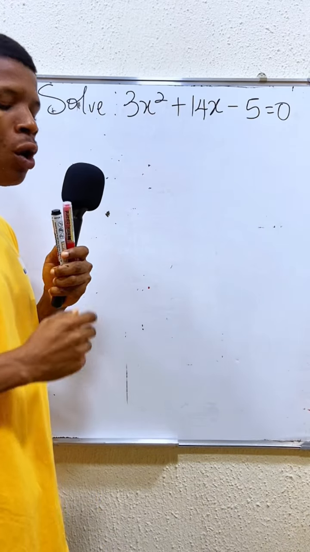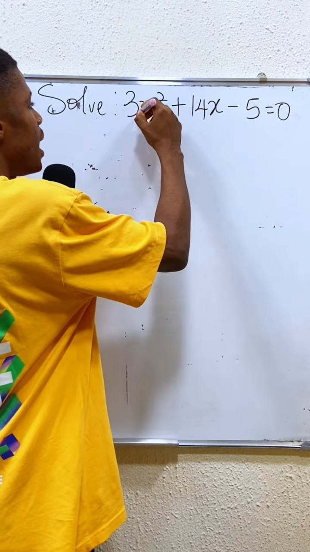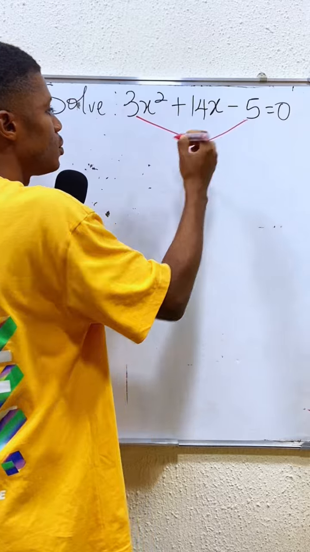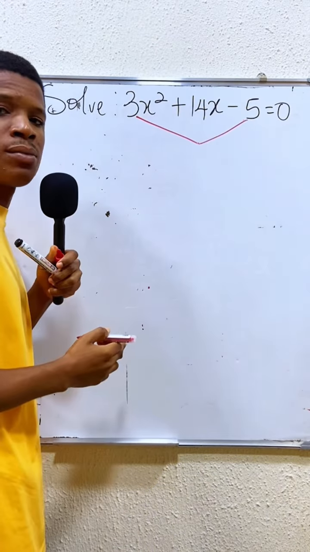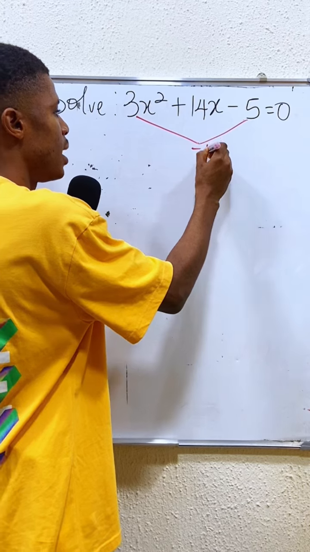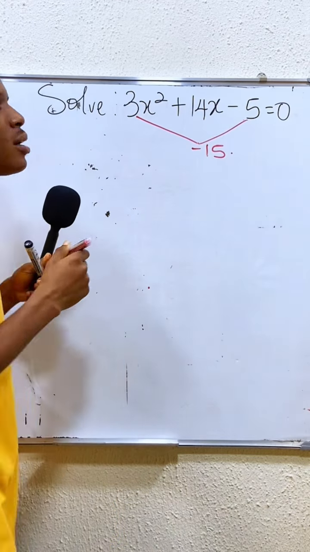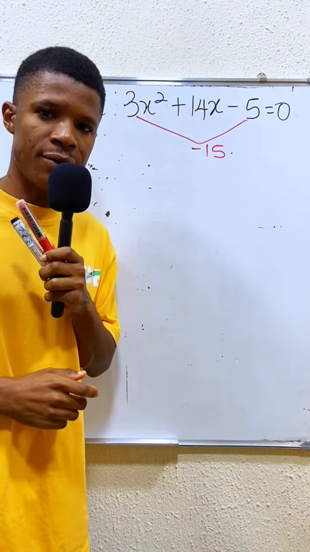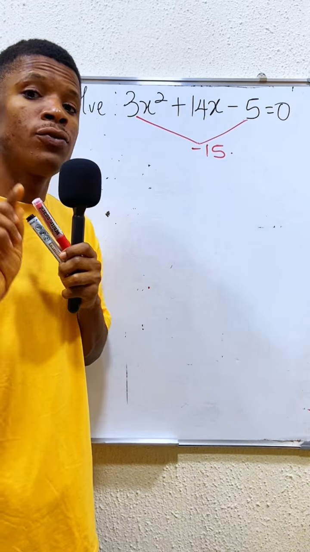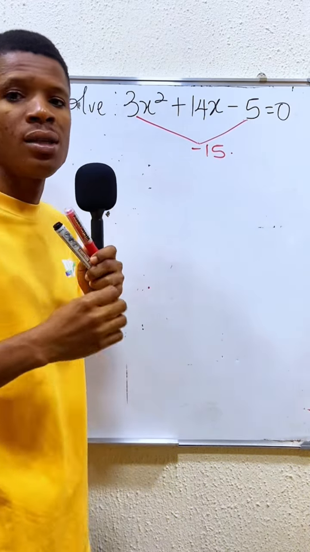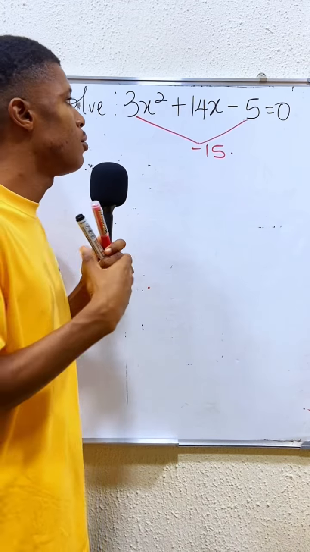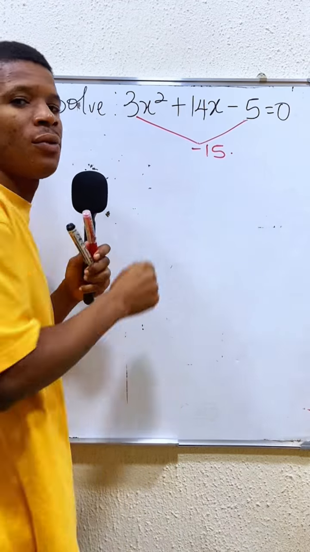Okay, so all you have to do is to multiply the leading coefficient at first to the last term. Remember, 3 will times the last term, which is minus, and the answer is minus. Since we have minus 15, you are going to think of two factors that multiply to get minus 15, but if you add them together, you get plus 14.